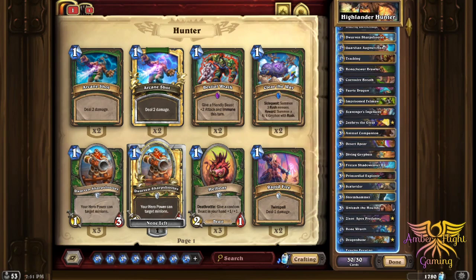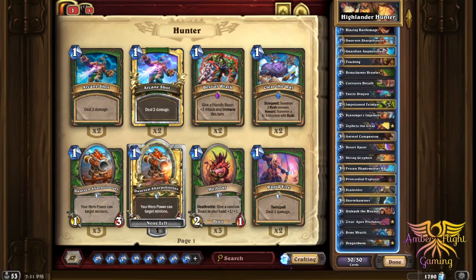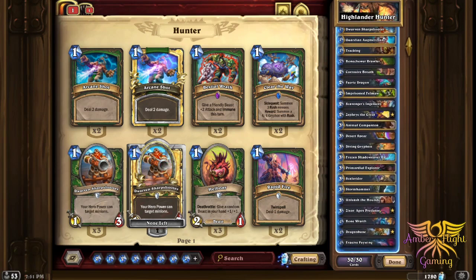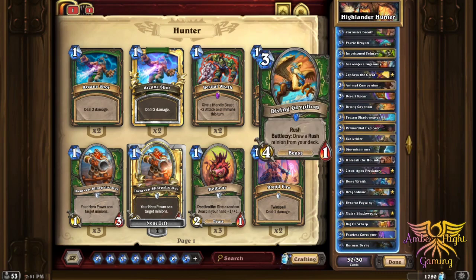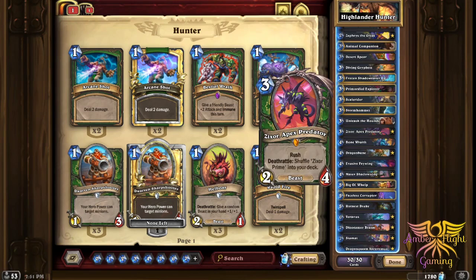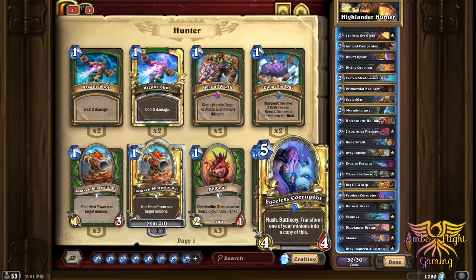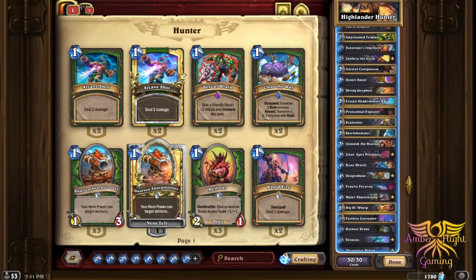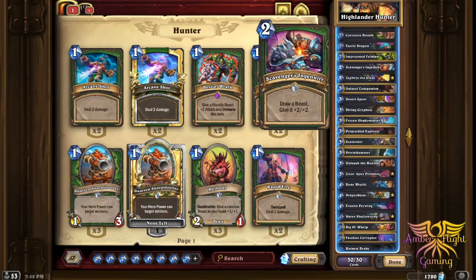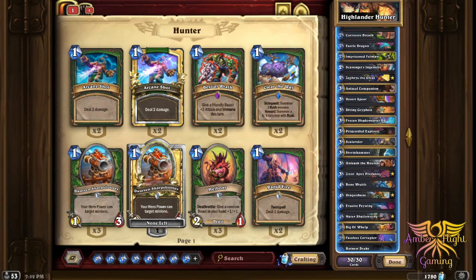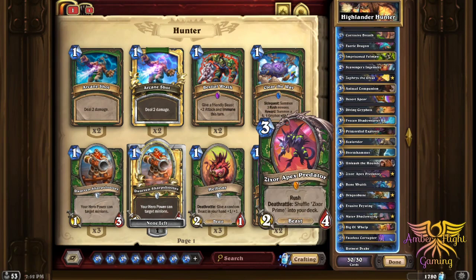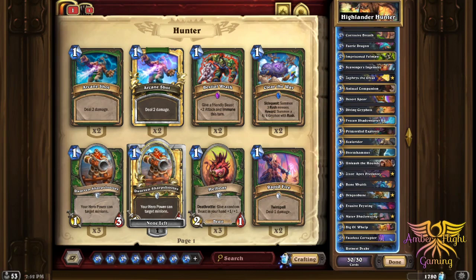Many of the Highlander Hunter decks that are fairly popular are running very minimal beasts and rush minions. In this list, Diving Griffin is a rush and a beast, Zixor Apex Predator is also a rush and a beast, and Faceless Corruptor is also a rush minion. So early in the game, if you play a Scavenger's Ingenuity, this list will draw you either a Diving Griffin or a Zixor Apex Predator. They are the only 2 beasts being run in the list, so you've already eliminated your options.